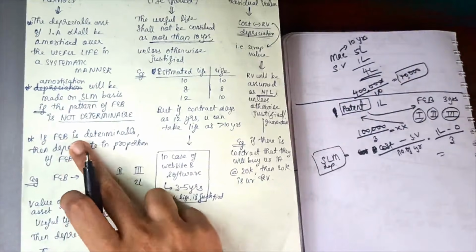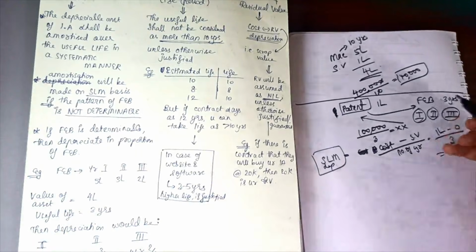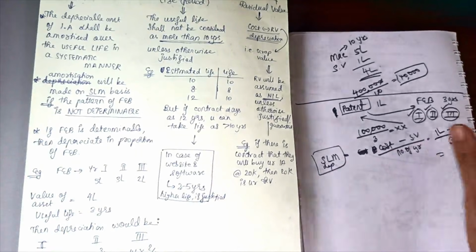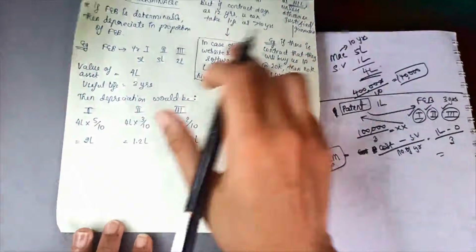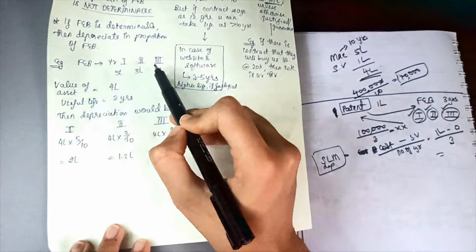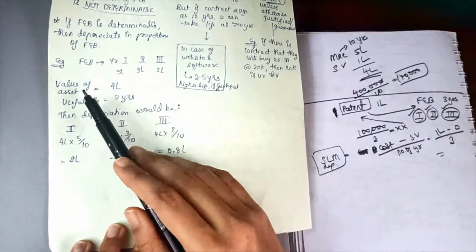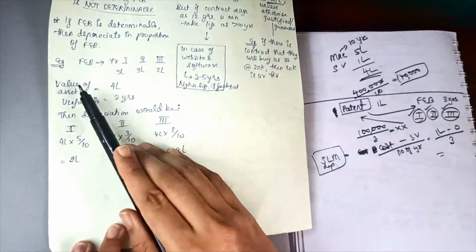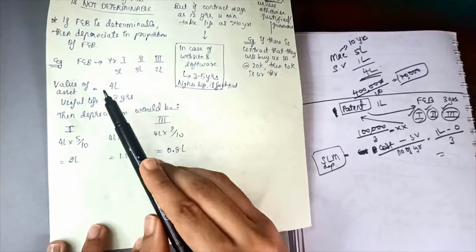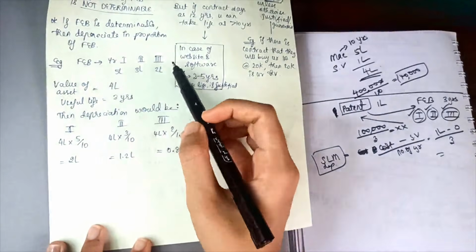If the future economic benefit is determinable, then depreciate in proportion of future economic benefits. Suppose now you know how much you will get in the first year, second year and third year. How will you depreciate now? Suppose my future economic benefit in the first year will be 5 lakh, in the second year 3 lakhs, and in the third year 2 lakhs. So 5 lakhs, 3 lakhs and 2 lakhs. Suppose the value of the asset is 4 lakh and its useful life is 3 years, then depreciation would be in proportion of these benefits.